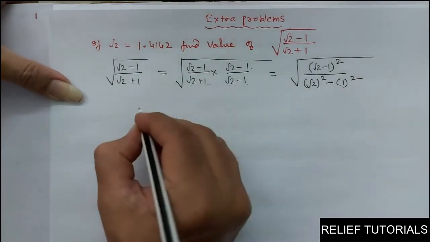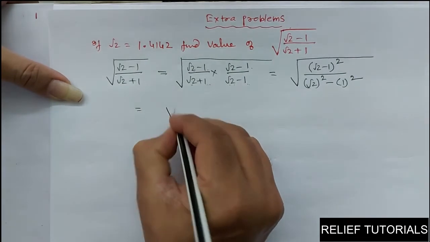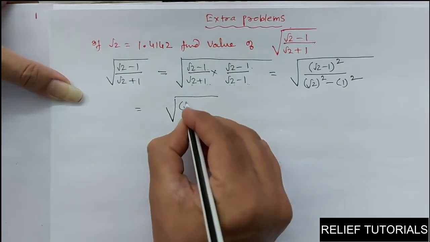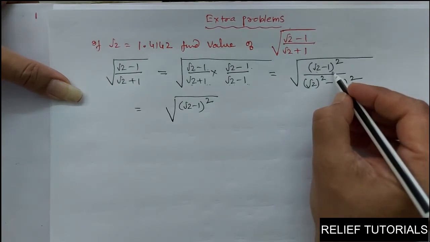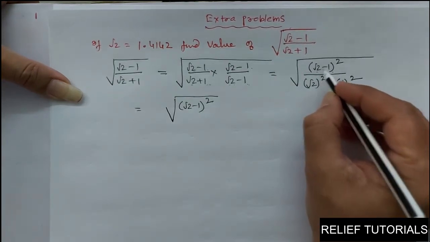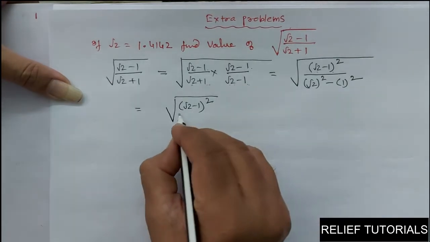So now what you will get here is equal to root 2 minus 1 the whole square. I am not expanding this. Why? I will explain. Why are we not expanding a minus b the whole square? That is the reason, see, I will explain.